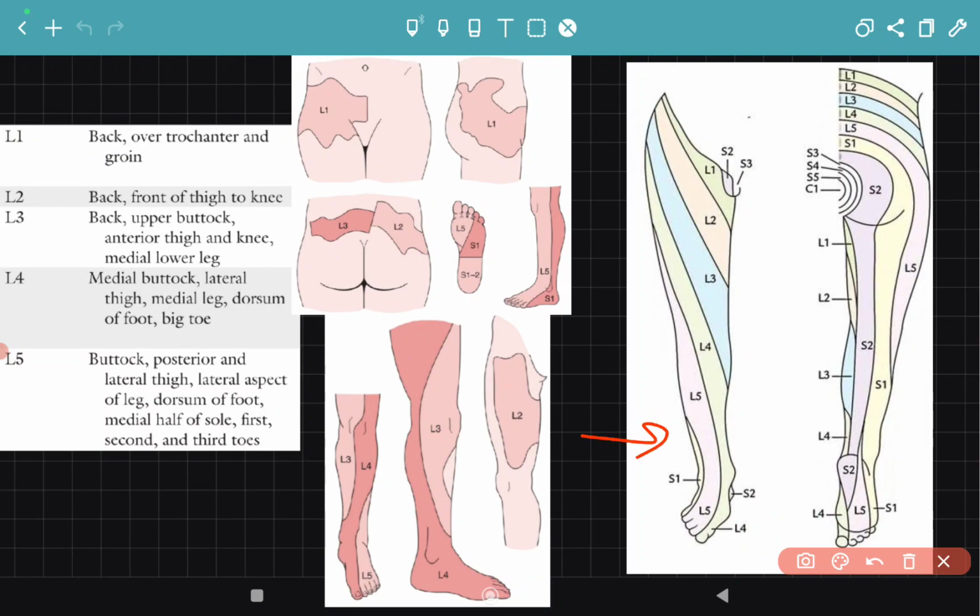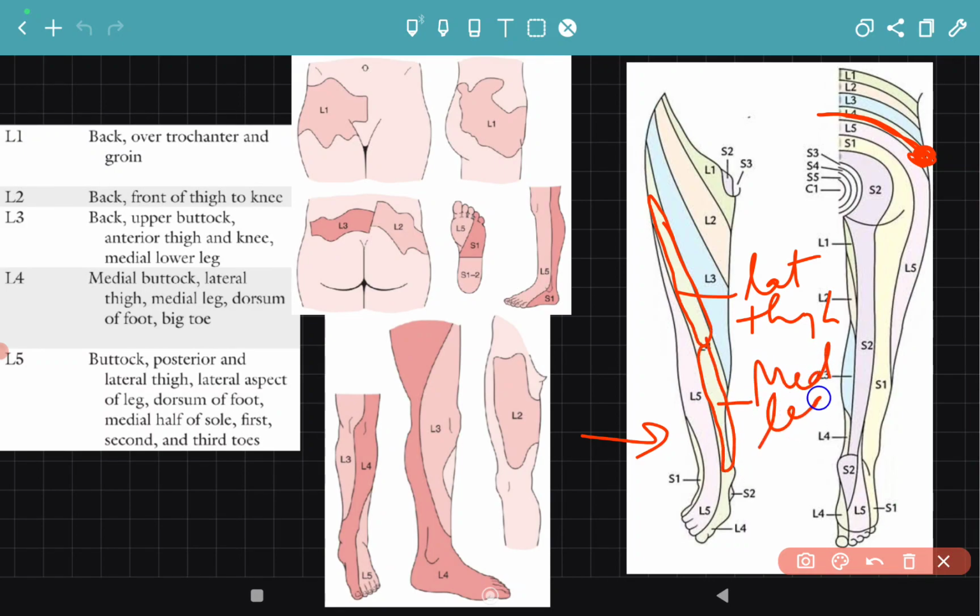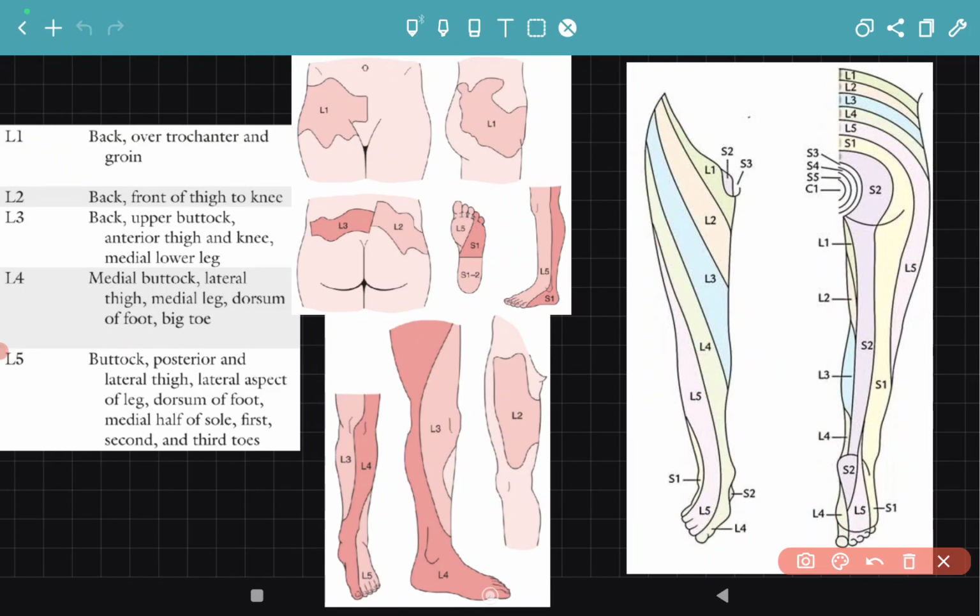So revising the L4 dermatome: the medial buttock can be appreciated over here. Then the lateral thigh over here. Then continuing downwards, the next part will be the medial leg, and then next is the toe and dorsum of foot, well appreciated over here and here. So that's about the L4 dermatome.